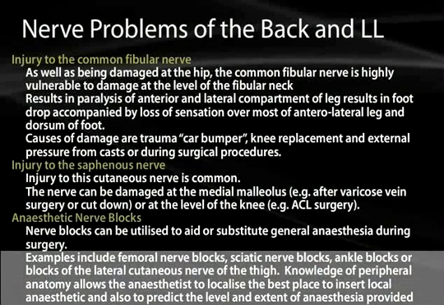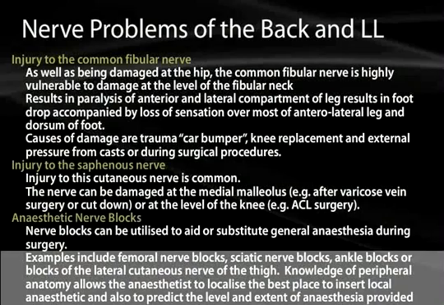So you may do a femoral nerve block or a sciatic nerve block or ankle blocks and lateral cutaneous nerve of the thigh blocks. And it's the understanding that you have of the peripheral anatomy that's going to allow the anesthetist to localize the best place as far as that local injection. And then you want to predict the level and the extent of the anesthesia provided by understanding the distribution of these peripheral cutaneous nerves.